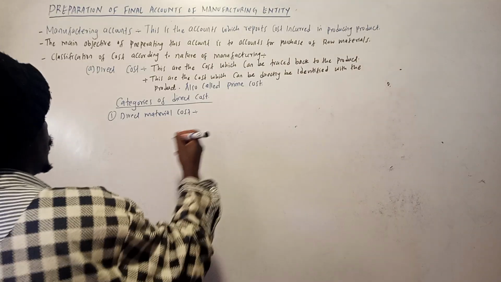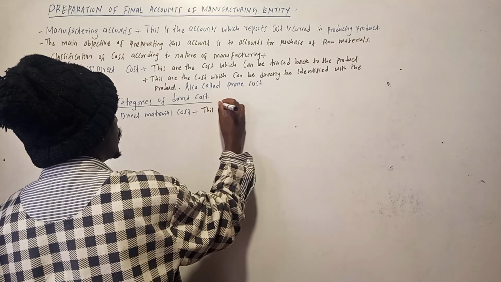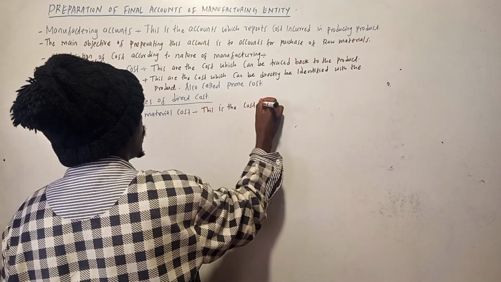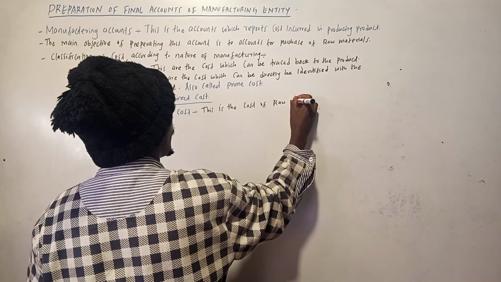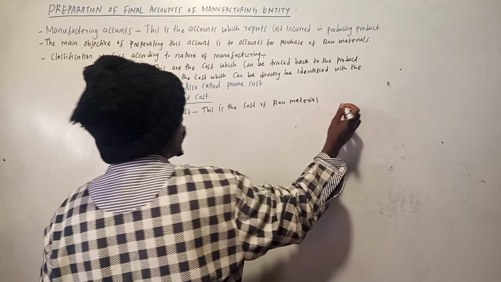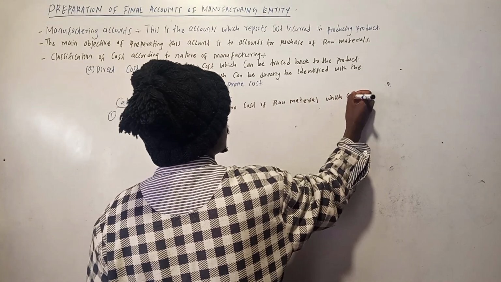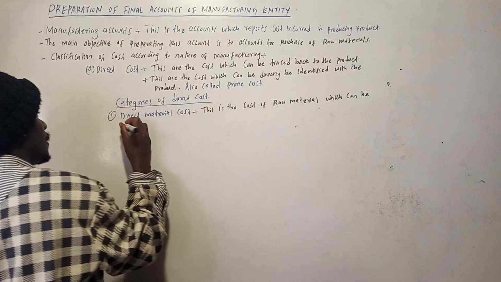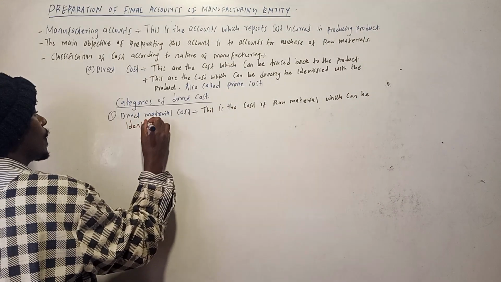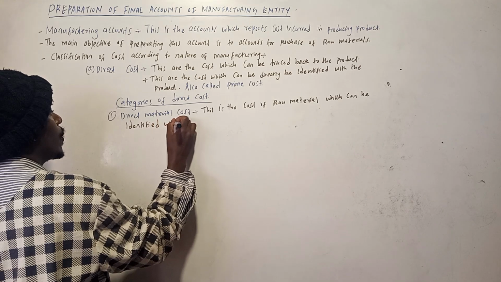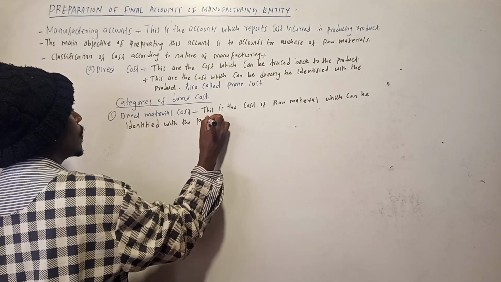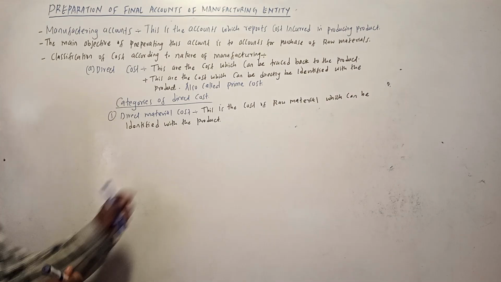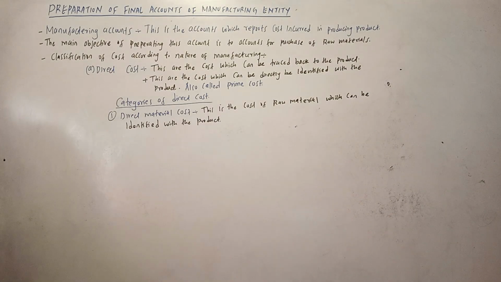So this is the cost of raw material which can be identified with the product, or which can be traced back to the product. The main cost of material which can be traced back to the product is what we call the direct material cost.